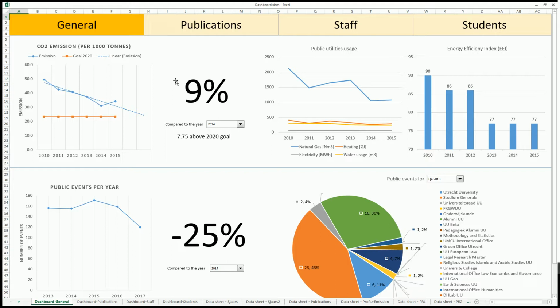At the bottom we can see the public events per year. The Utrecht University is here for everyone and they really want to promote that. So they decided they want to have more visitors at the public events and they want to have more public events in general. While we couldn't find data on public events attendance, we could find data on public events. So we set that out in a graph on the bottom left as well.